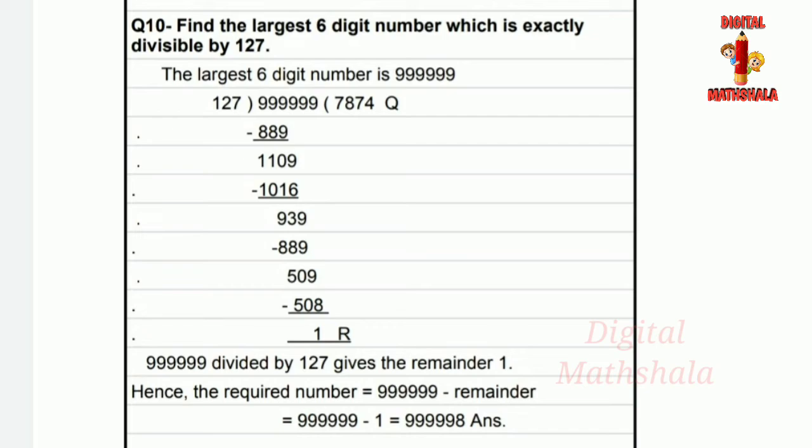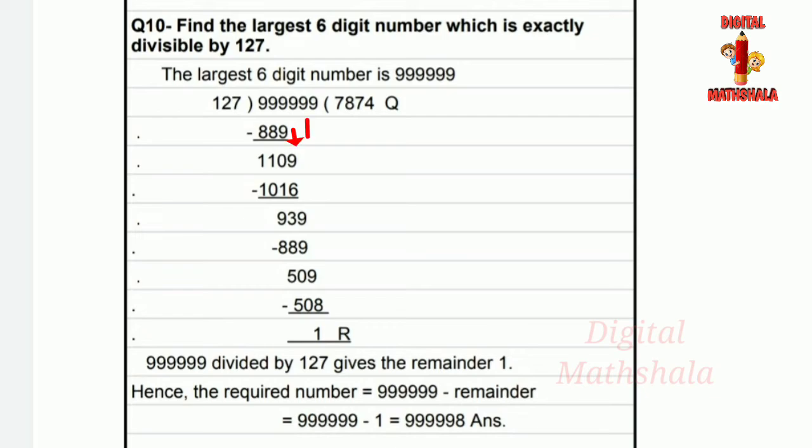Question number 10 is saying, find the largest 6-digit number which is exactly divisible by 127. So the largest 6-digit number is 9,99,999. When we divide this number by 127, the answer will come 7,874, and the remainder will be 1. Here I am not showing how we will divide because you are in 6th class, now you can easily understand.